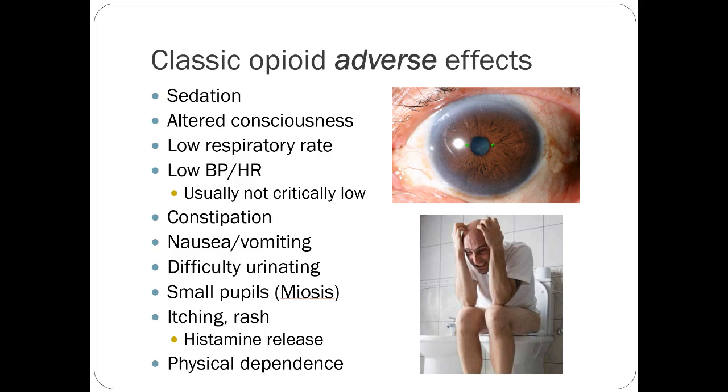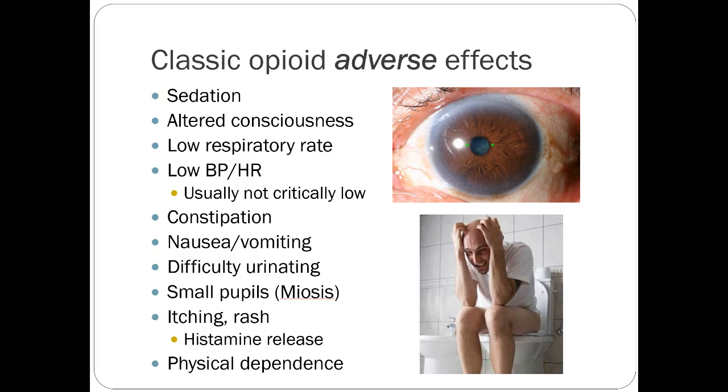And that's just part of the way they work. They work in the GI tract. Constipation is a natural side effect with an opioid. In fact, we use that to our advantage in some cases by treating diarrhea with opioids. So that's just going to happen to people. Nausea, vomiting, again, I talked about that a little bit. Difficulty urinating, not as big of a deal as constipation, but still an issue that happens occasionally.